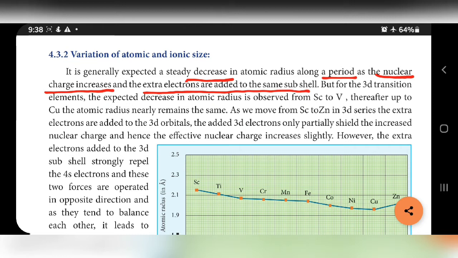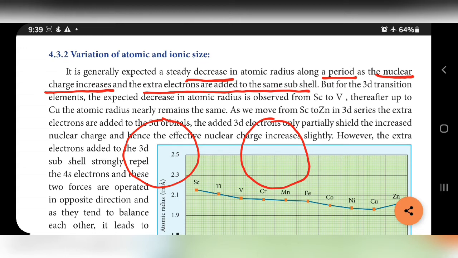In periods, left to right, sizes decrease; in a group, top to bottom, sizes increase. Because in a period, all atoms have the same number of orbits. Just assume both are the same size circle. But in a period, if you are moving from left to right, atomic number increases. Atomic number increases means nuclear charge also increases.